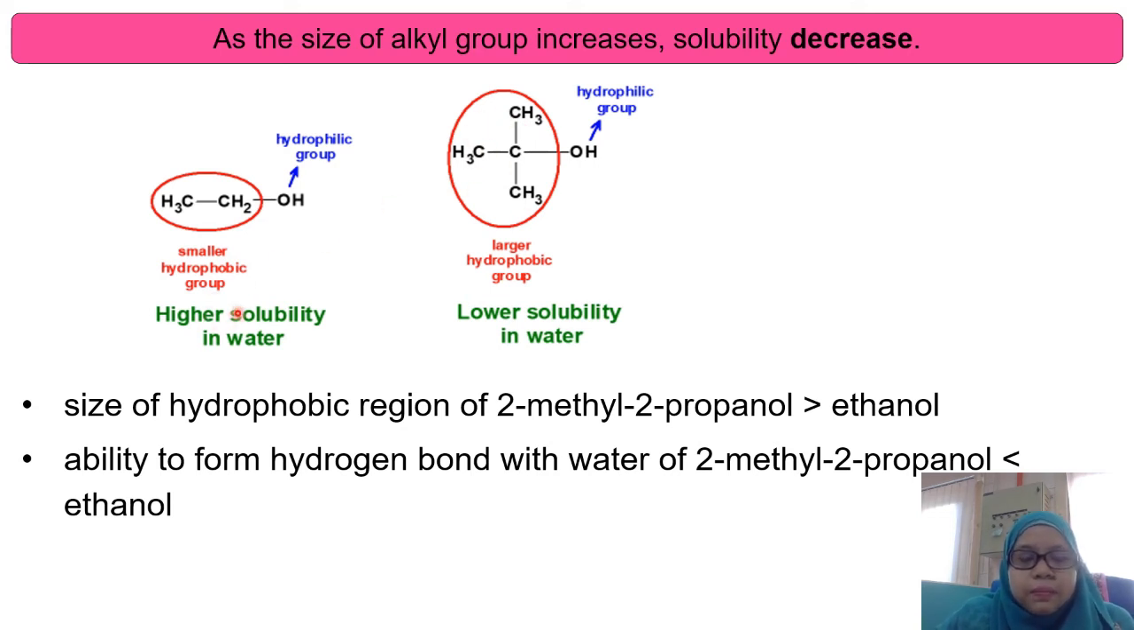So ethanol will have higher solubility in water, but 2-methyl-2-propanol has lower solubility in water. Why? Because the size of the hydrophobic region of 2-methyl-2-propanol is bigger than ethanol. Therefore, the ability to form hydrogen bonds with water in 2-methyl-2-propanol is less than ethanol.